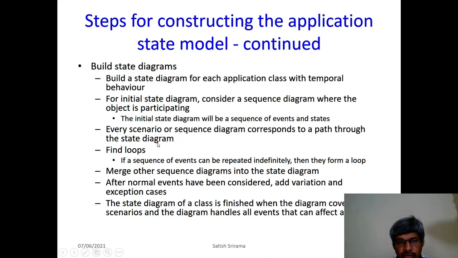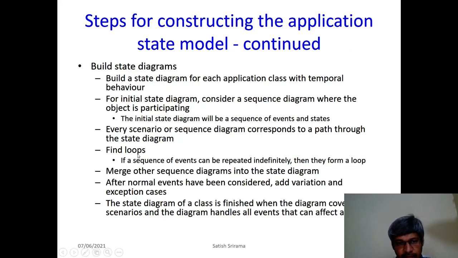In that sense, every scenario or sequence diagram corresponds to a path through the state diagram. Whatever you have in your interaction model corresponds to a path through the state diagram. The way those objects are interact, that object will be in different states as far as the state diagram for that particular class is concerned.